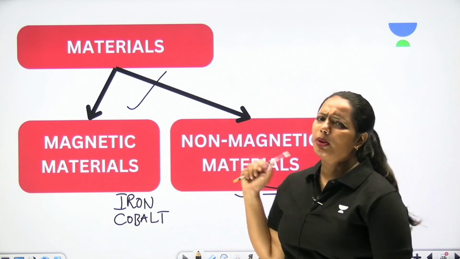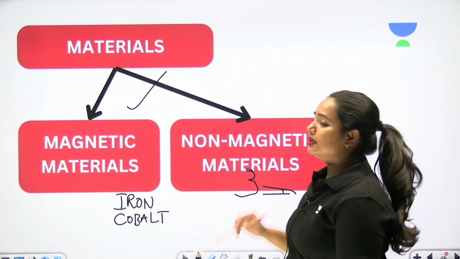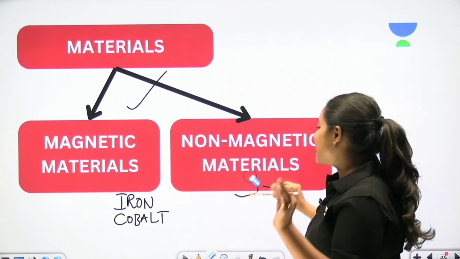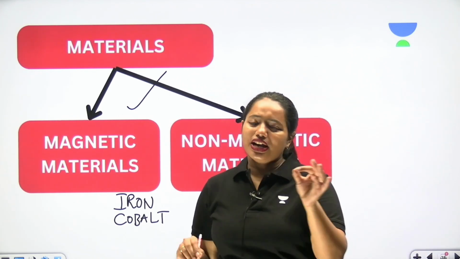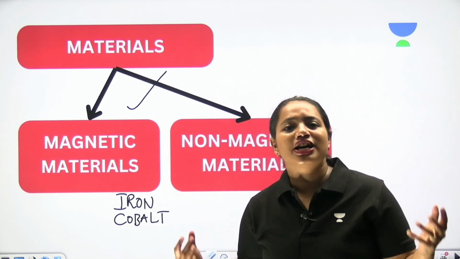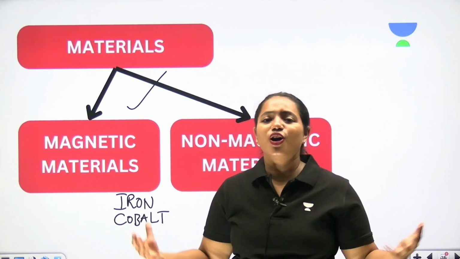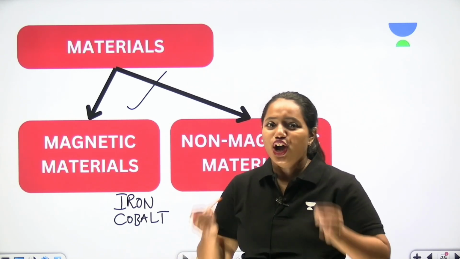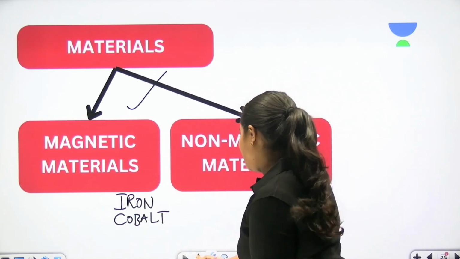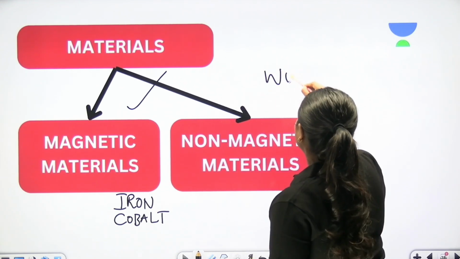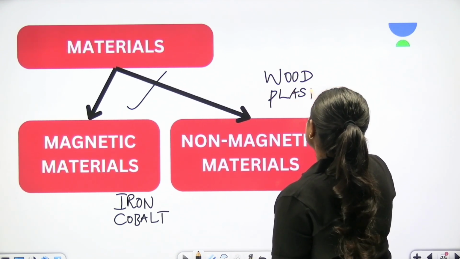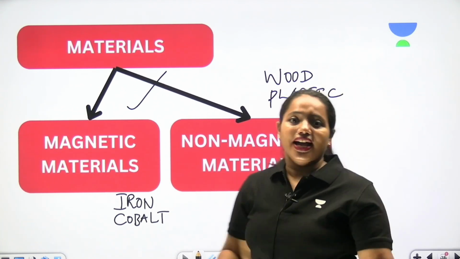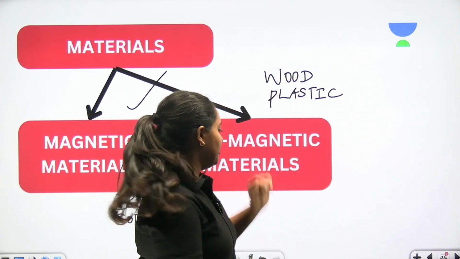And what about non-magnetic materials? Very simple: these materials cannot be attracted by a magnet. Let me give you some examples. Wood, plastic, glass, all of these come under the category of non-magnetic materials. Please write it down: wood, plastic, glass, etc. I hope you're clear. Take down the notes, very important.